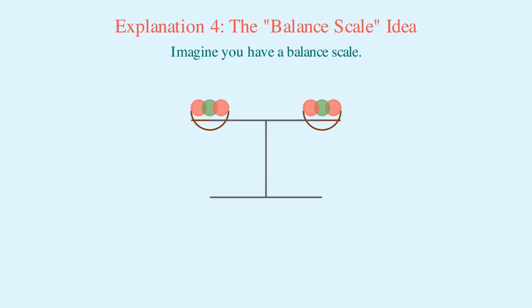The balance scale idea. Imagine you have a balance scale. If you put 3 apples on one side and 3 more apples on the other, the scale balances. That's like 3 times 1 is equal to 3. Now, what if we remove all the apples? That's like 3 times 0. There's nothing left. So, the result must be 0.